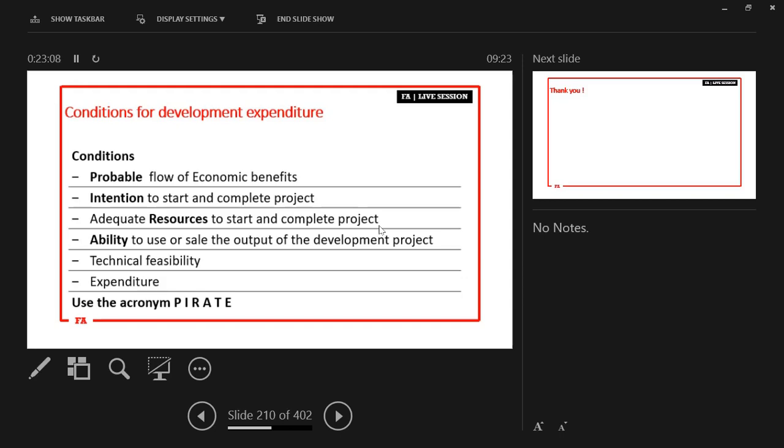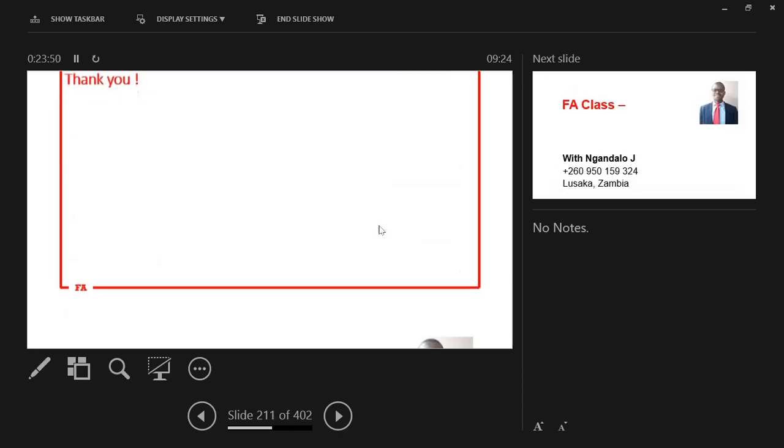Very likely. Then finally, there must be technical feasibility, meaning that we must have some people with technical expertise in our team who should be able to, let's say, write a computer program. You understand? Or come up with a drug. If you're going to come up with a drug, you need someone who has done medicine to help you to do that. Otherwise, it's illegal for you to start doing that on your own. Okay, so if those criteria are there, then definitely you're going to have your development expenditure.